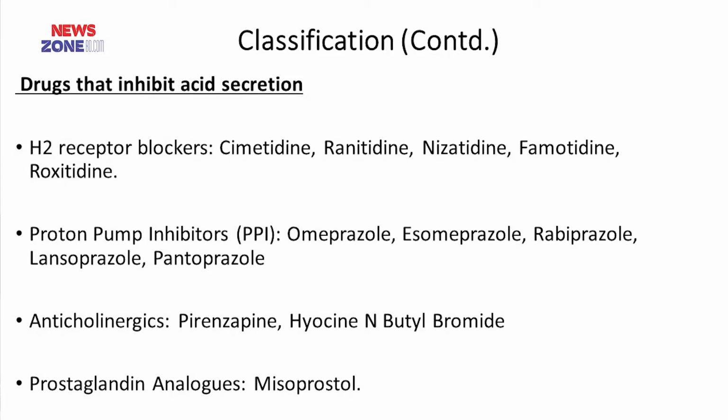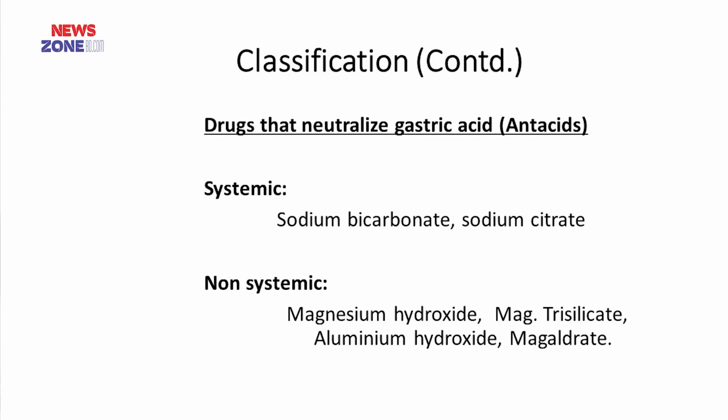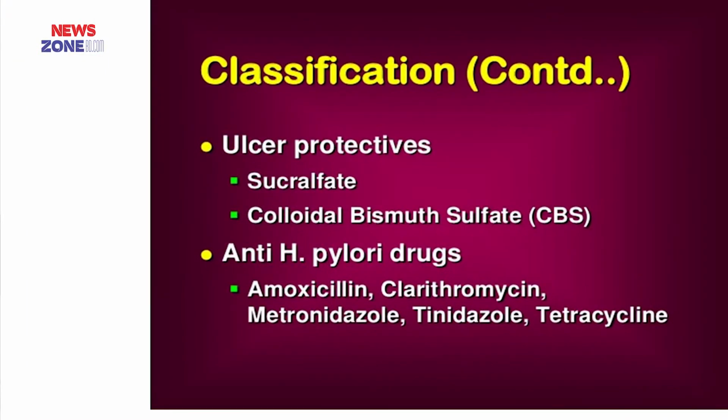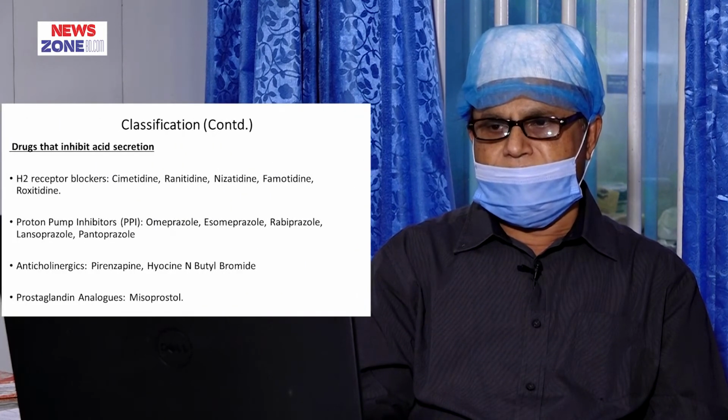Classification of drugs used in peptic ulcer. Drugs that inhibit gastric acid secretion, drugs that neutralize gastric acid, usually antacids, ulcer protective mucoprotectors, and anti-H. pylori drugs, that is when peptic ulcer is associated with Helicobacter pylori infection.